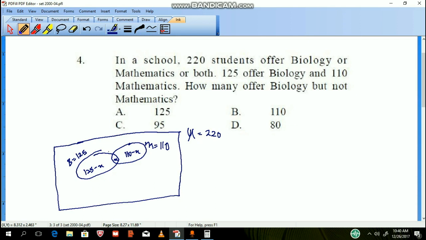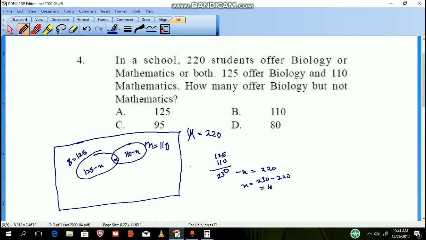Another way of doing this is just saying this plus this minus x will be equal to 220. But that's the same thing we're going to get from this equation. Okay, so this minus this will be 0. So we just say 125 plus 110. This will be 230. So we have 230 minus x equal to 220. So x will be equal to 230 minus 220, which will be 10.